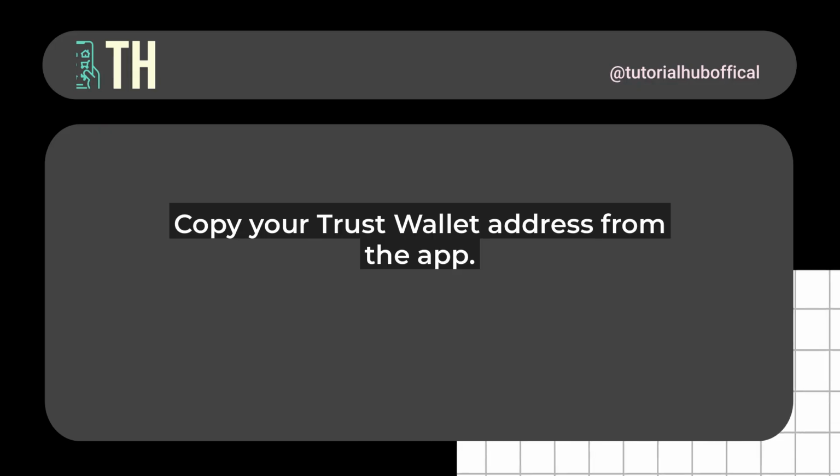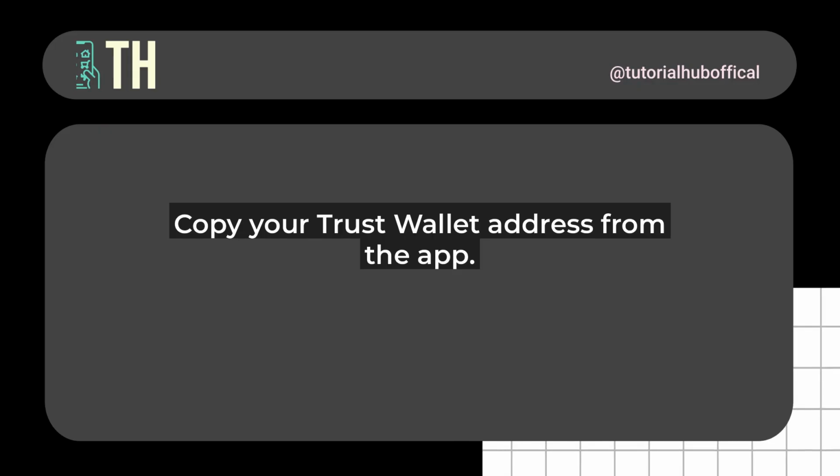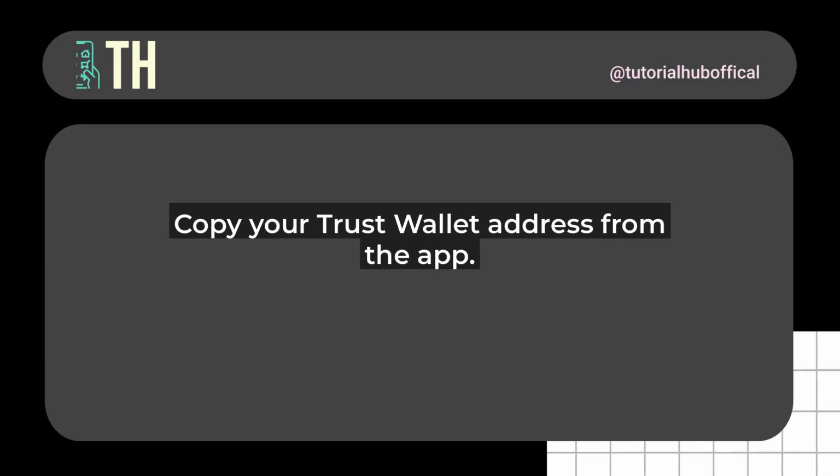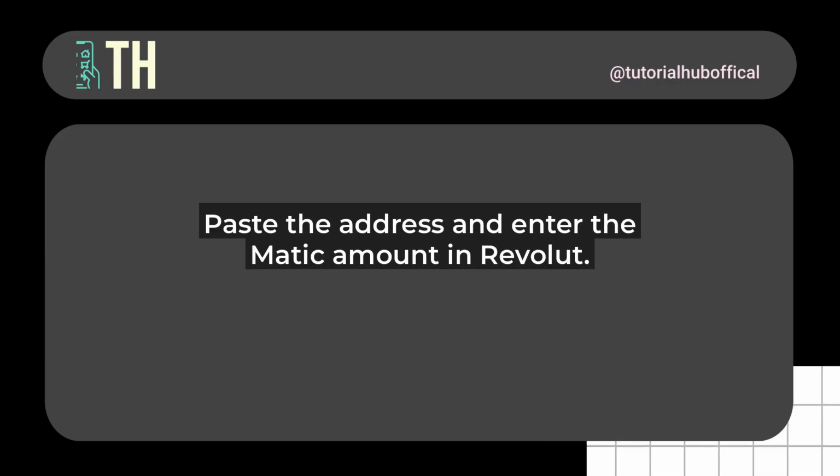Crypto transactions are irreversible. Now, back in Revolut, paste the Trust Wallet address into the withdrawal form. You'll also need to enter the amount of Matic you want to withdraw. Remember, there might be network fees, so check the estimated costs before confirming. Hit Confirm, and follow any additional security steps, like two-factor authentication, to complete the transaction.